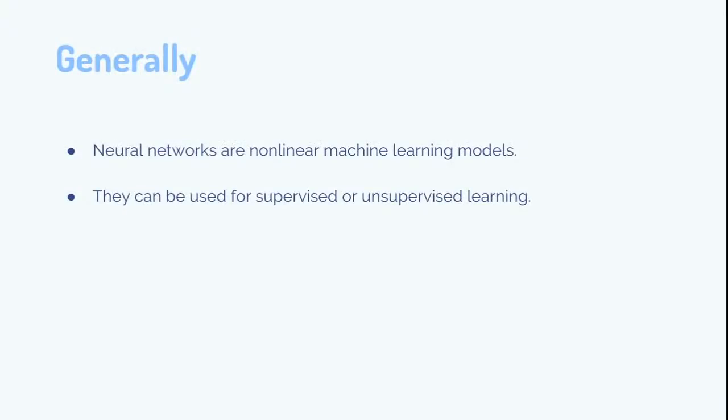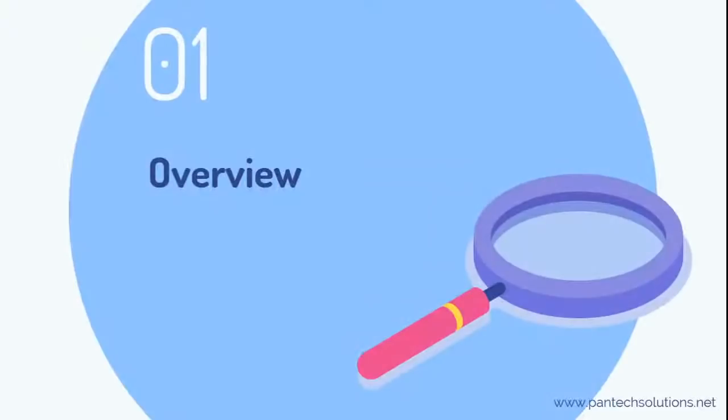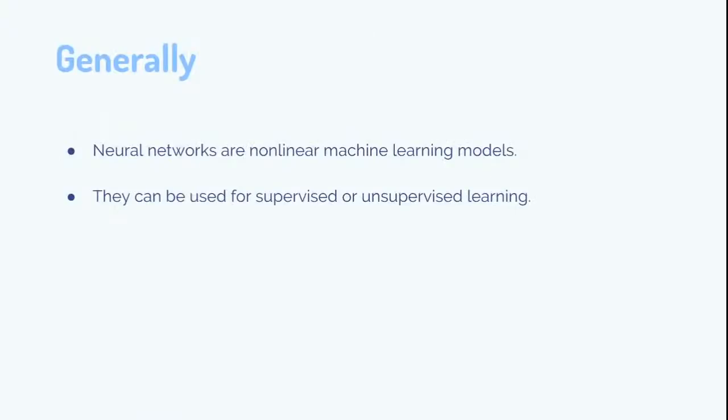Okay, so the overview. Neural networks are nonlinear machine learning models, and they are used for supervised or unsupervised learning. What does the overview mean? You need to know generally what machine learning or deep learning is. Machine learning and deep learning are the same thing, with the same aim: we are training the algorithm and we are testing the algorithm. But how we are training those algorithms, that is the difference between machine learning and deep learning.